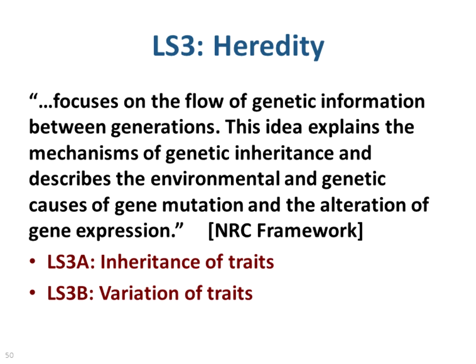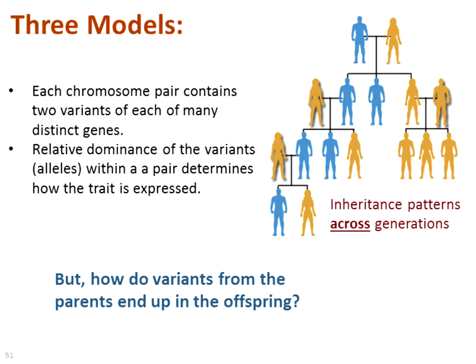So LS3, taken out of the framework, focuses on the flow of genetic information. The idea explains the mechanisms of genetic inheritance and describes environmental and genetic causes of gene mutation and alteration of gene expression. So that's quite a mouthful, and we're going to go over what this actually means in terms of what students are expected to know and be able to do. And as I said before, there are actually two sub-ideas here, inheritance of traits and variation of traits. So one way to think about this core idea is being comprised of 3 conceptual models. And we'll go over them one by one.